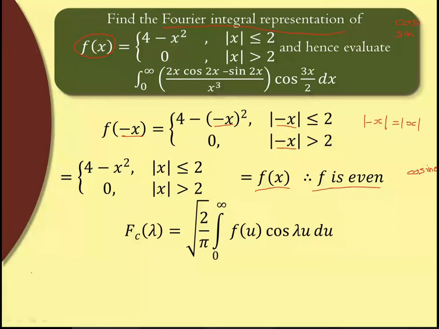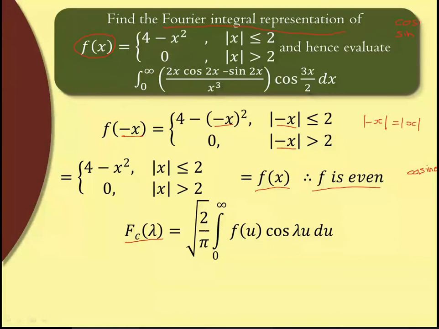And what is the formula for the Fourier cosine transform? Fc(λ) = √(2/π) ∫ from 0 to ∞ of f(u) cos(λu) du. If we get an odd function, we use the sine transform. If we get neither even nor odd, then we use the general Fourier transform. But here it is even, so we use the Fourier cosine transform.